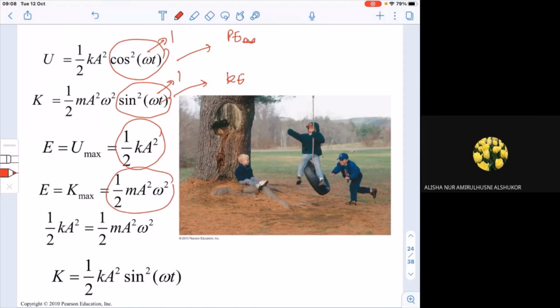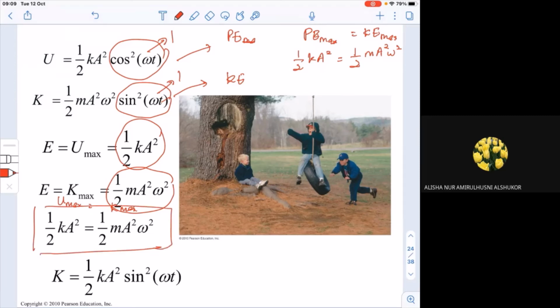So we can put that when U max is equivalent to K max, or PE max is equivalent to KE max, then we can write it down as half kA square equivalent to half mA square omega square, right?